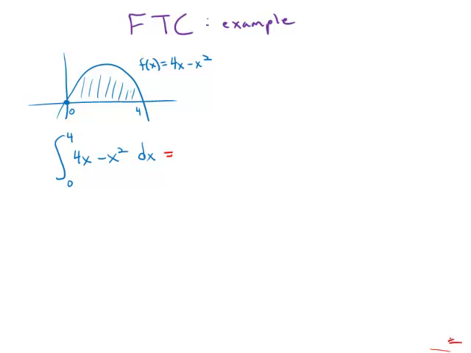And the way we evaluate this is, first of all, to find the antiderivative of this function. So we find the antiderivative of each piece. The antiderivative of 4x would be 2x squared. And the antiderivative of x squared would be x to the third over 3.